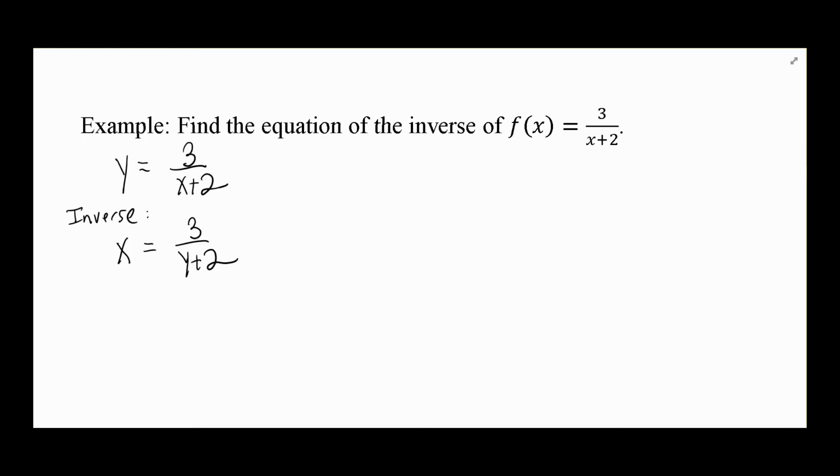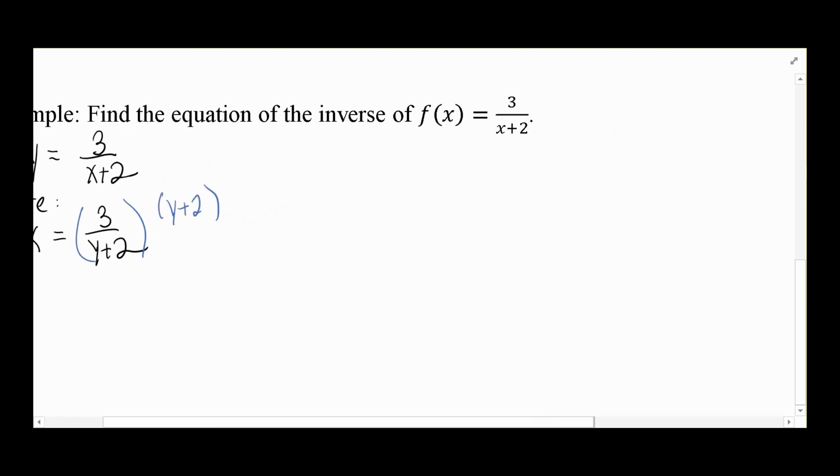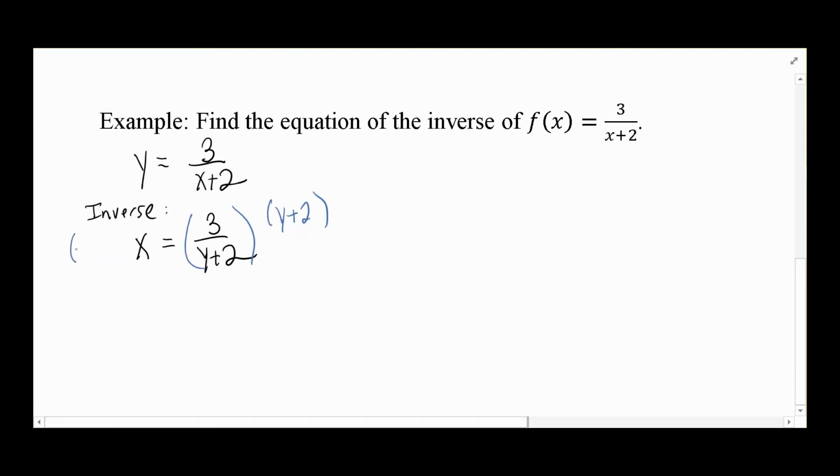So in order to get the y by itself, we don't like the fact that the y is in the bottom right now. So what I want to do first is I want to clear my fractions. You know, fractions suck, get rid of the fractions. So I'm going to multiply both sides of the equation by y plus 2. On the right-hand side, the y plus 2's divide out.